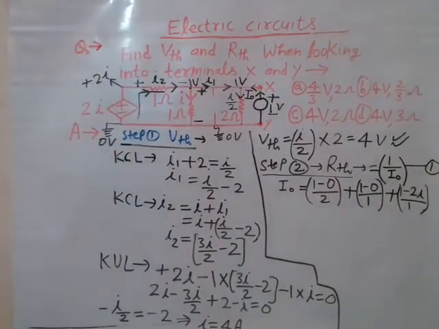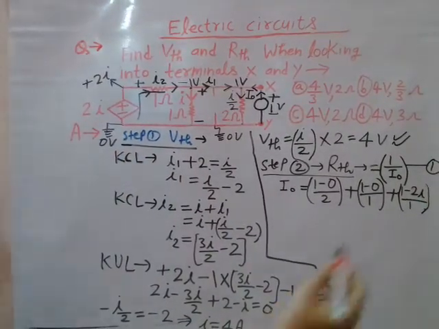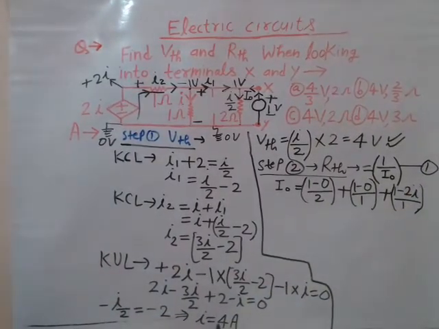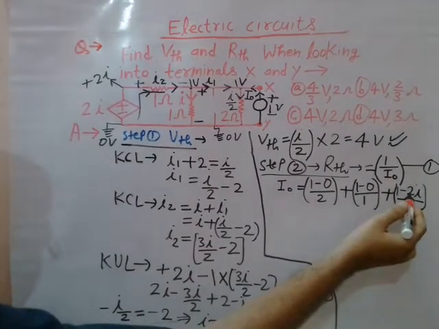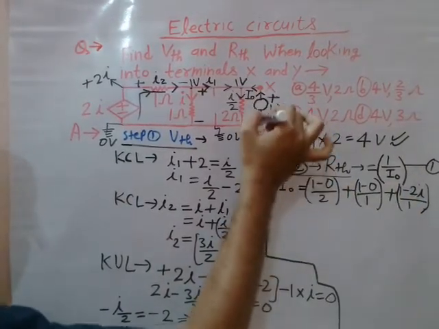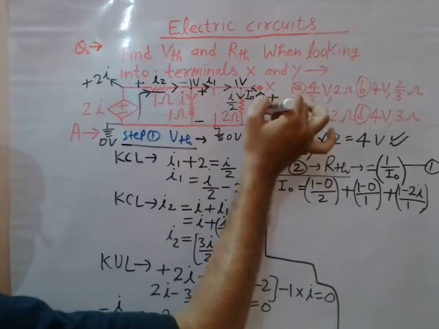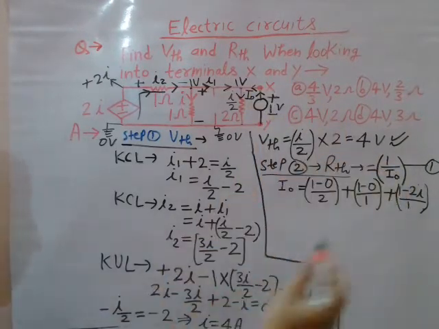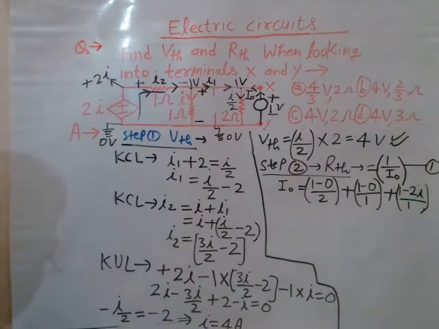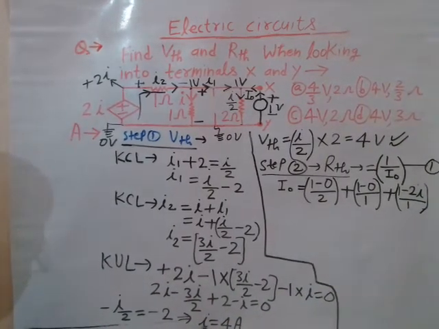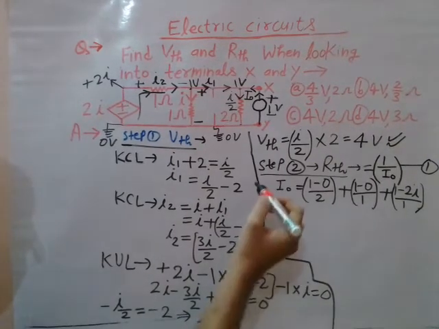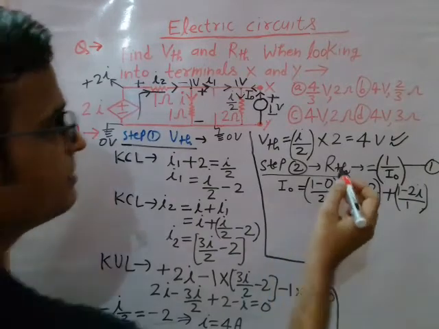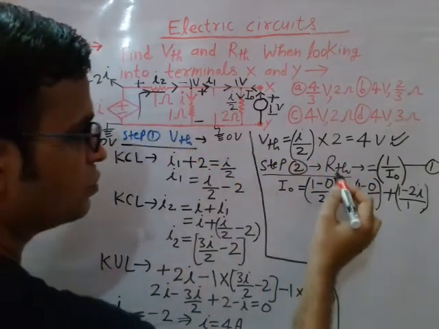Is that clear to you? Now remember, this current I which you are writing here is not equal to this 4 ampere. This current I is under a different condition, when the test voltage source of 1 volt is connected across terminals X and Y in order to find out RTH. So do not confuse this current I with the 4 ampere, which you calculated when terminals X and Y are open circuit. This is the process when dependent sources are connected to calculate RTH.